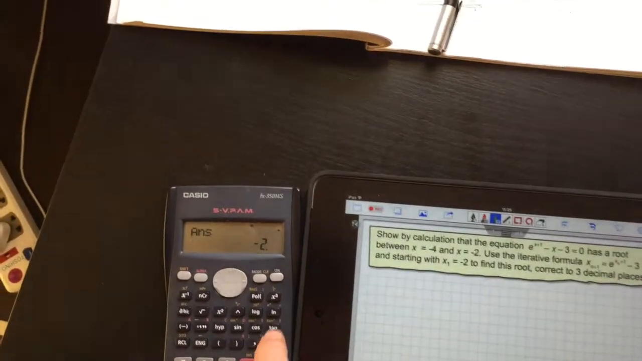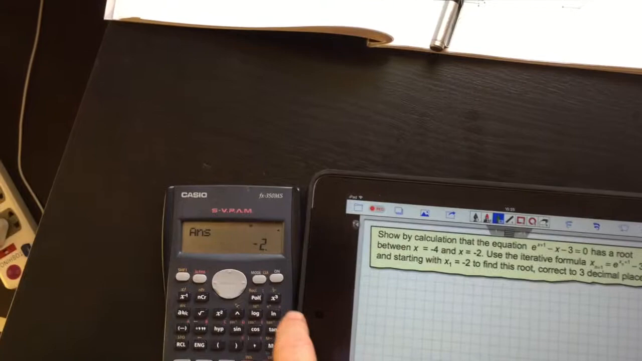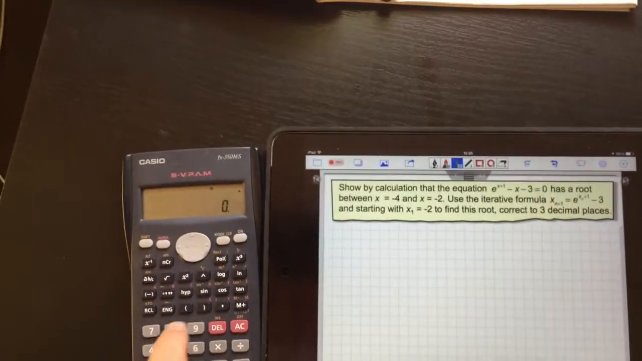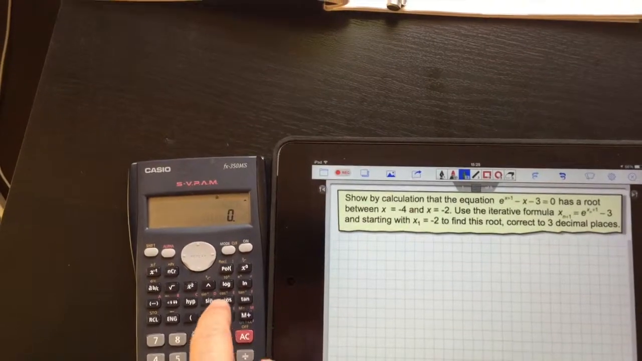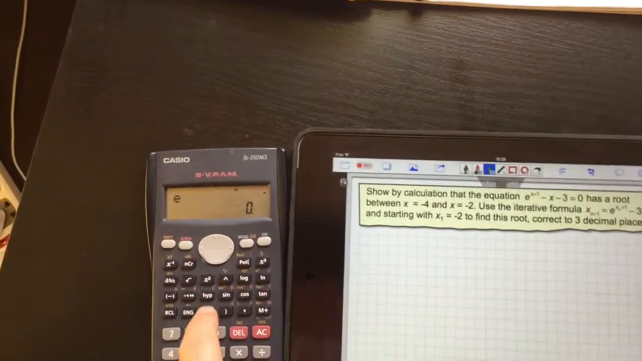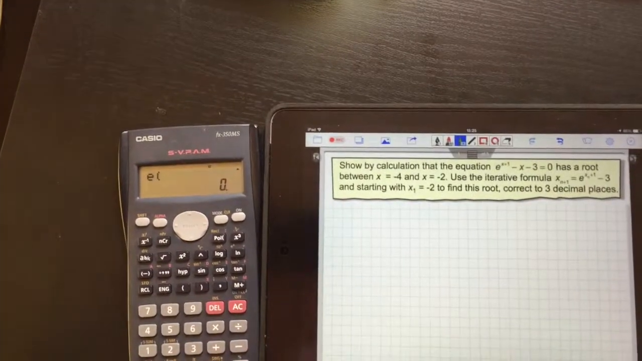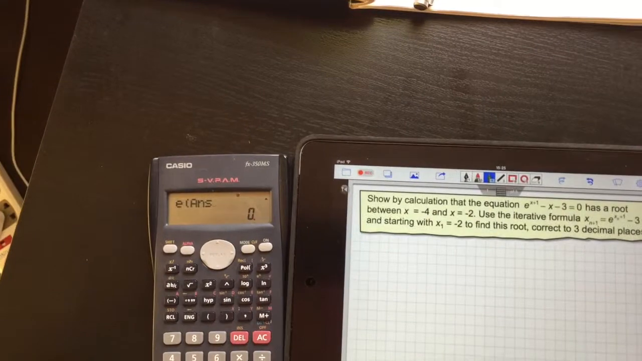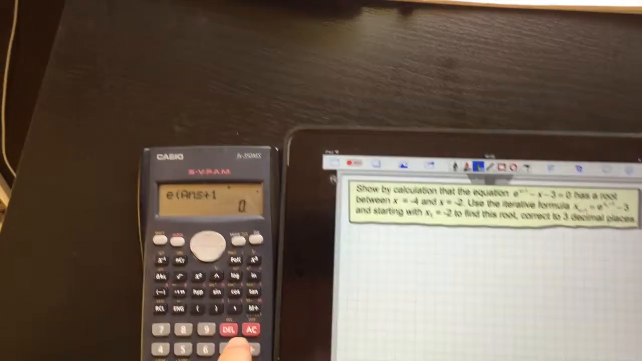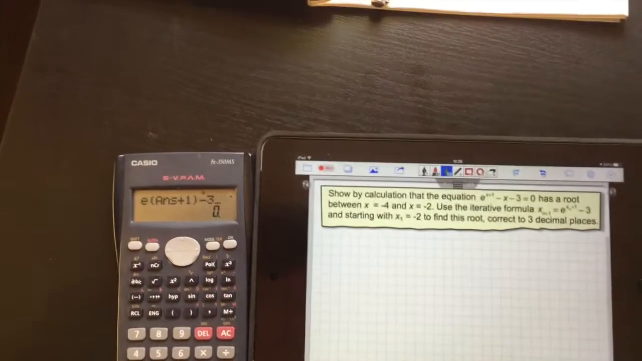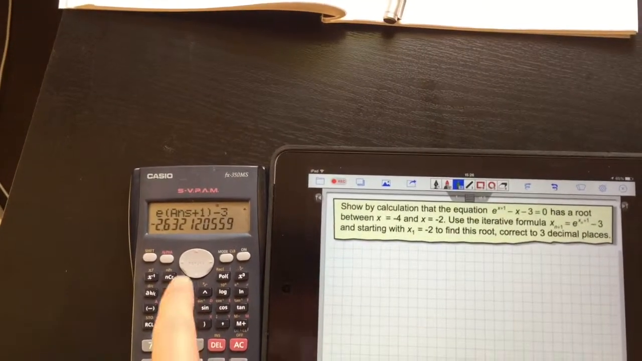Okay, and now if you clear that and now put in E, which is this one, shift E, brackets, the answer, plus 1, close the bracket, minus 3, and press equals, you'll get the first iteration.